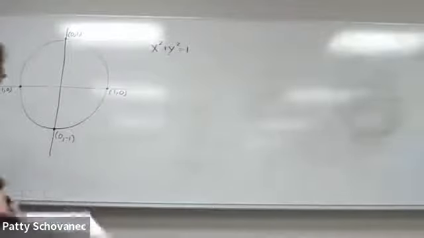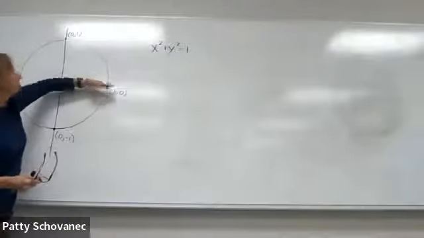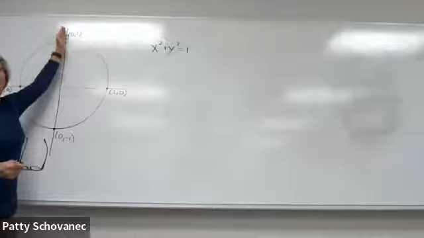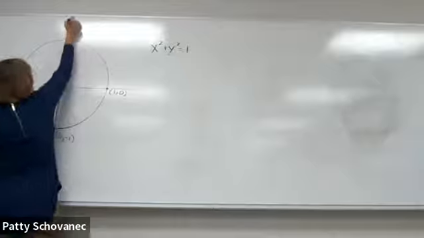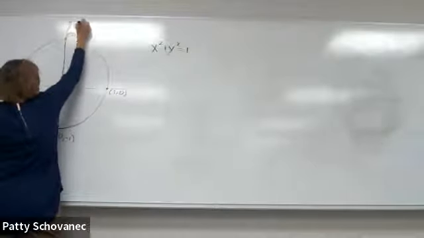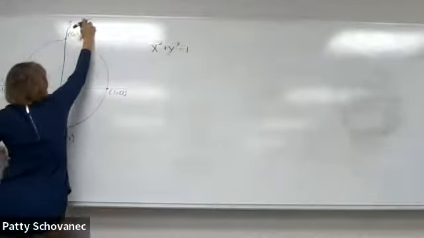Okay, so take your ray, rotate it a quarter of the circle. How many radians is this? Pi over 2 or 90 degrees.